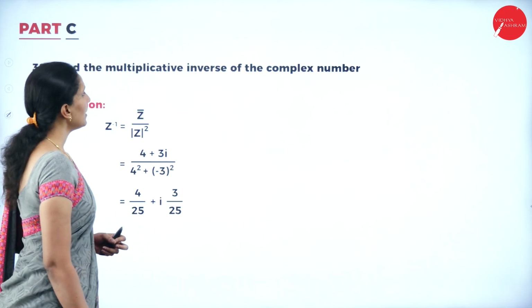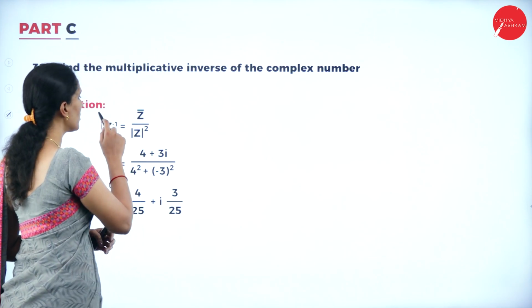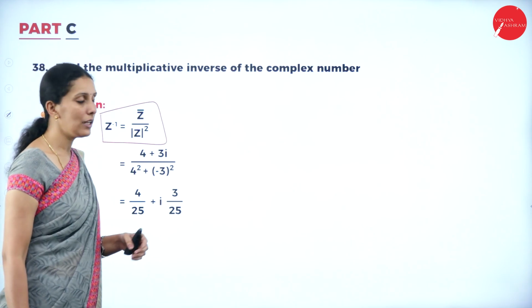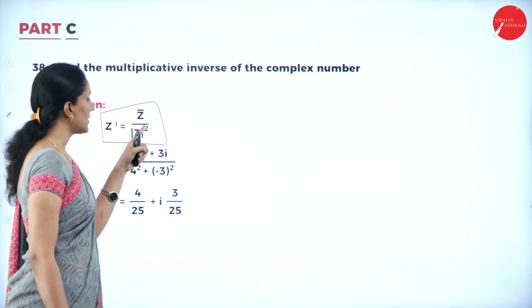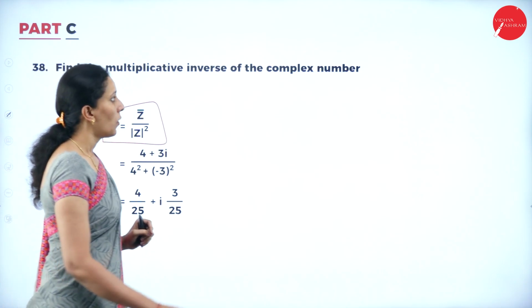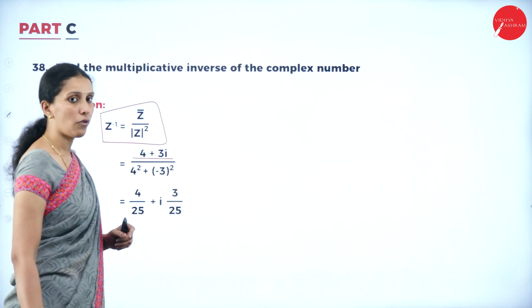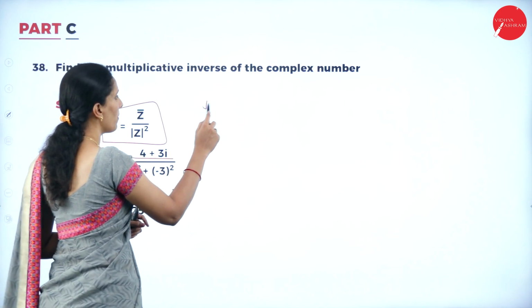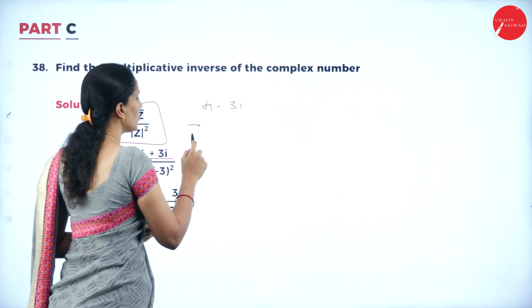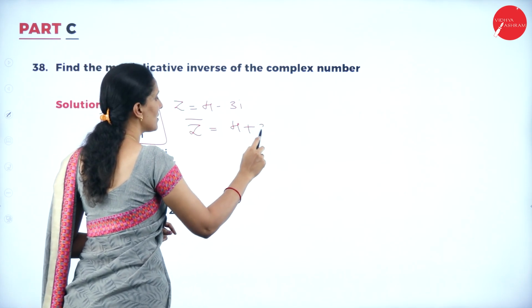Next one. Find the multiplicative inverse of the complex number. To find the multiplicative inverse of a complex number, we have a formula: the conjugate of z divided by modulus z square. How will we write the conjugate? What is the conjugate of the complex number? This is 4 plus 3i, so the conjugate is 4 minus 3i.